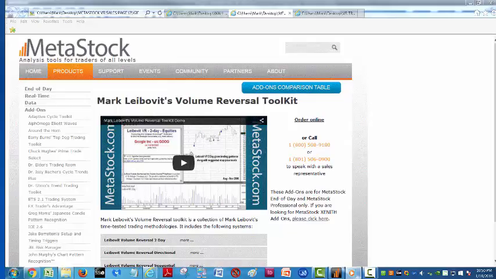As you may recall, there were three versions of the volume reversal in the toolkit. The sequential, which shows all positive and negative VRs, and that's what I use in these videos. The directional, which filters out repetitive VRs. And the two-day version, which is based on the premise that when a VR is formed, you tend to get movement in the direction of the VR for a couple of trading days.